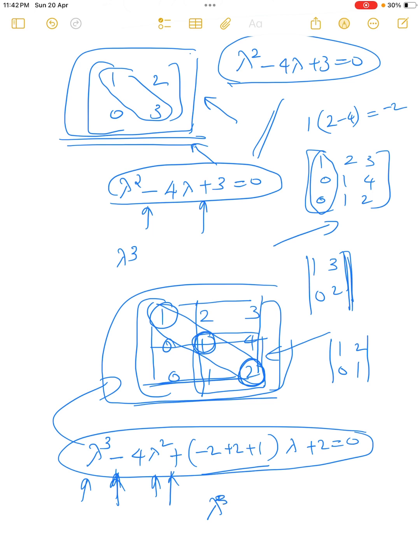That is, we can simplify to lambda cube minus 4 lambda square plus lambda plus 2 equal to 0. This is the characteristic equation of this matrix.